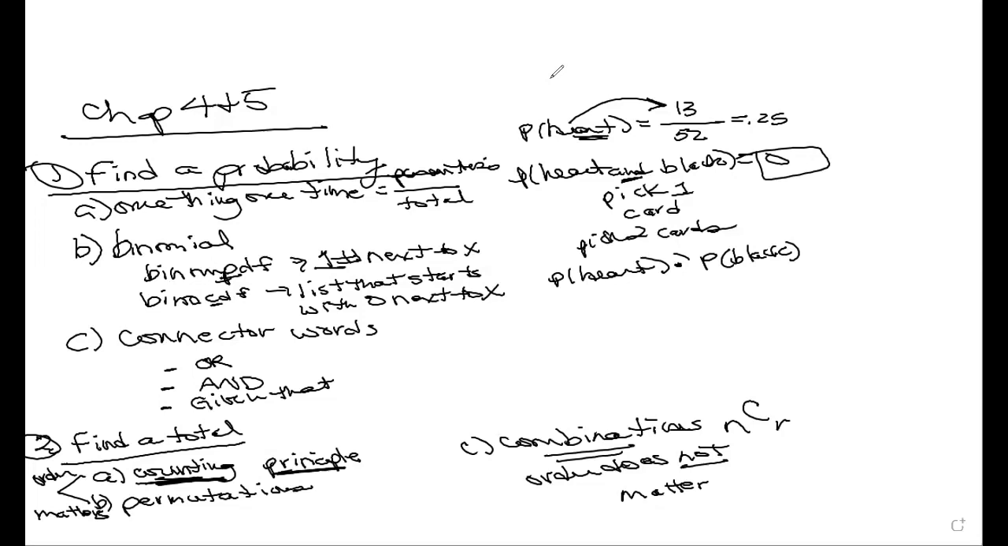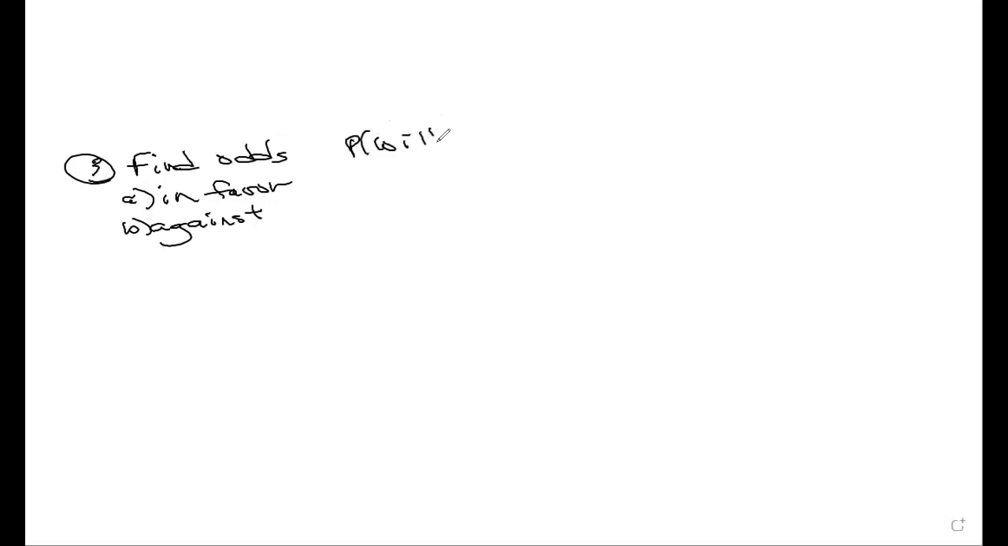Another thing that I'm going to ask you to do is to find odds. And remember, there's two kinds of odds. You can have odds in favor of an event, or you can have odds against an event. Now remember, probability has to be a number between 0 and 1, but odds don't. So as soon as I see odds, I know I have to have the probability that I will have something and the probability that I will not have something.